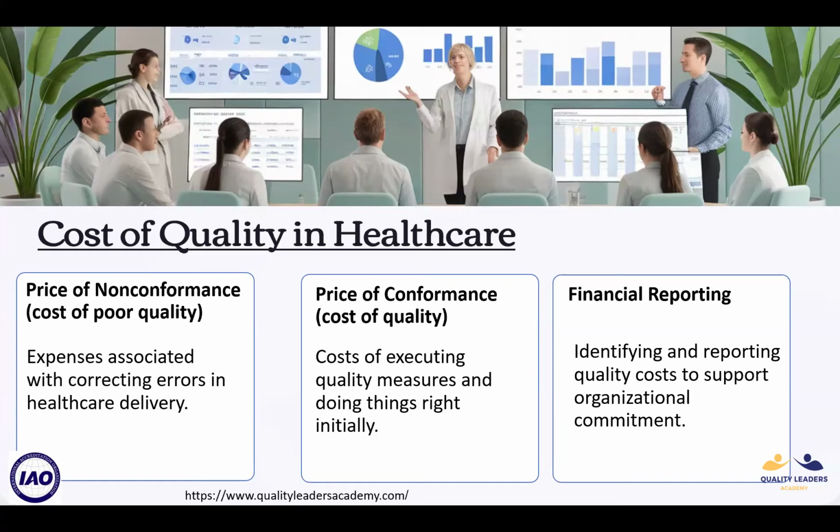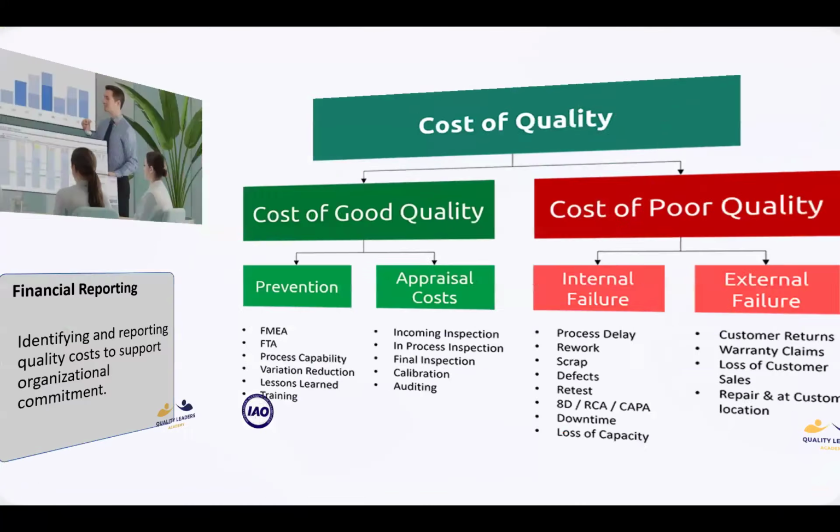Financial reporting in the context of quality is all about identifying and reporting quality related costs to ensure that the organization stays committed to quality improvement. Now, when you calculate the cost of poor quality and calculate the cost of good quality, that gives us a snapshot of how we are going ahead. Okay, in a way, that's as far as financial reporting is concerned. It's tracking both the cost of good quality and bad quality and using that information to make informed decisions, right?